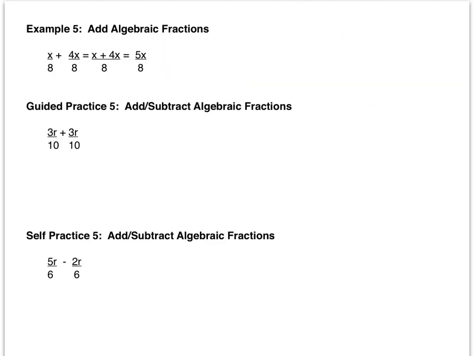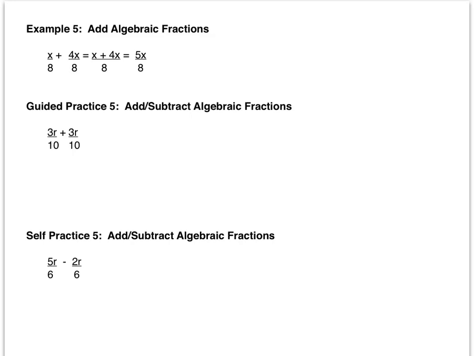In example 5, we will add algebraic fractions. x over 8 plus 4x over 8 equals x plus 4x over 8 equals 5x over 8. Once again, you just add the numerators, and then the denominator stays the same, and you look to see if it needs to be simplified. In this case, it is in simplified form, so 5x over 8 is the answer.